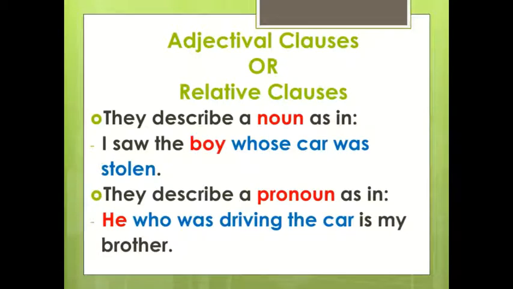Adjectival clauses, or what we call also relative clauses. They describe a noun and a pronoun. Describing a noun, I saw the boy whose car was stolen. I saw the boy. It is the main clause. Whose car was stolen is the adjectival clause. It is dependent. الذي سرقت سيارته. I am describing the boy.